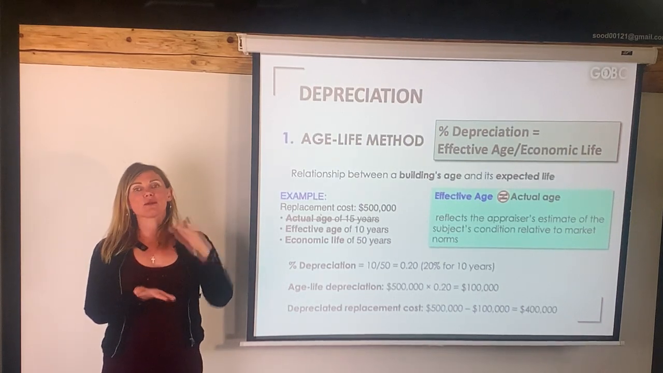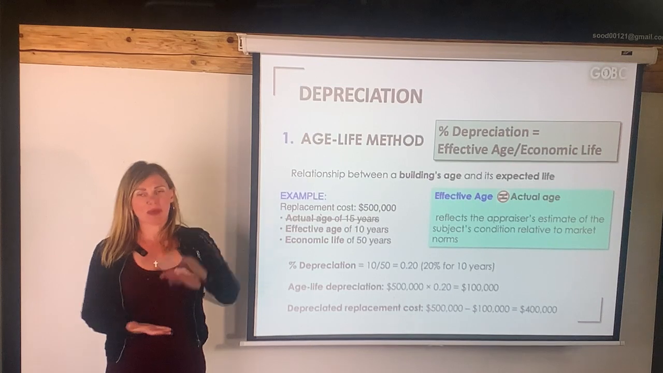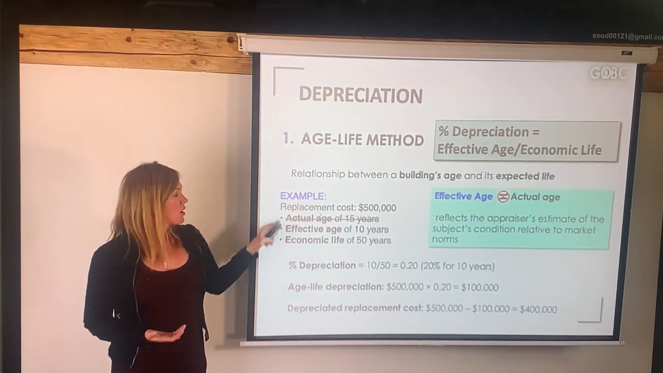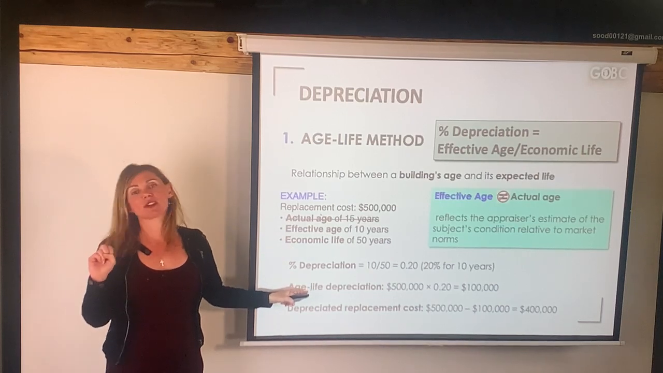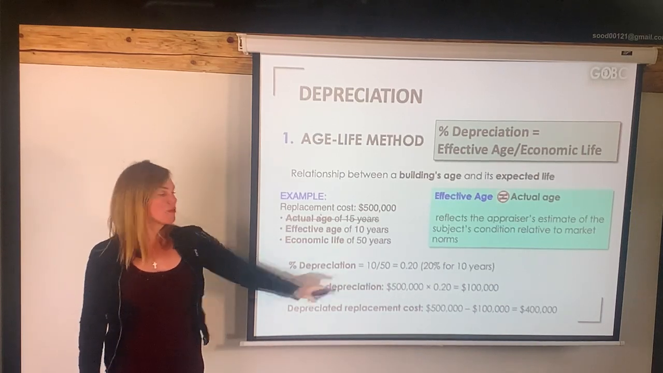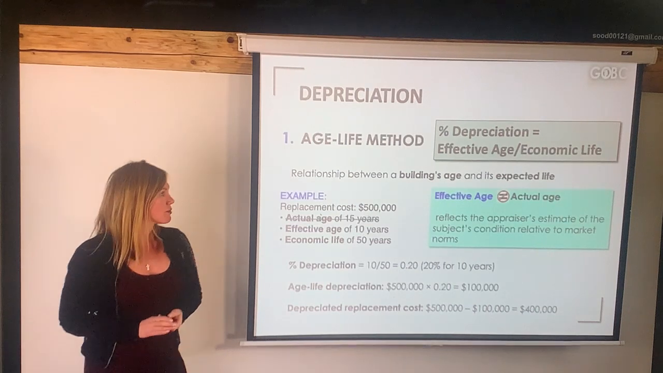So if I wanted to know how much the building is worth based on this age life method, then I would find this depreciation based on the effective age. Then I would minus it out of the replacement cost, out of the cost of the building, how much I think it's supposed to be worth, right? And then it will give me the actual value, what the market value of this property is worth.